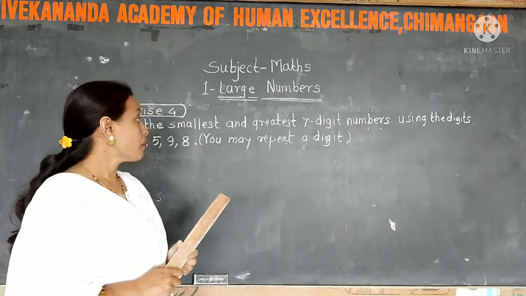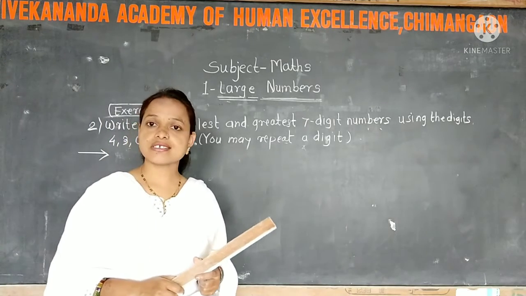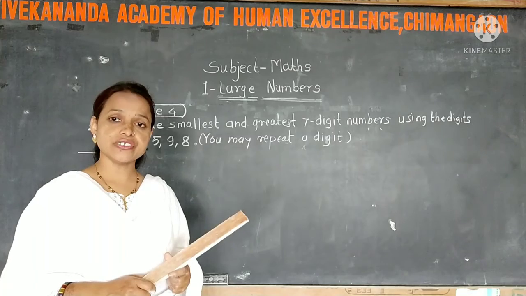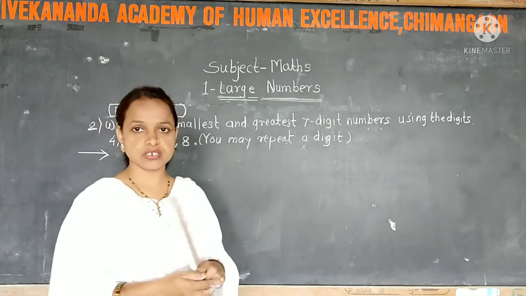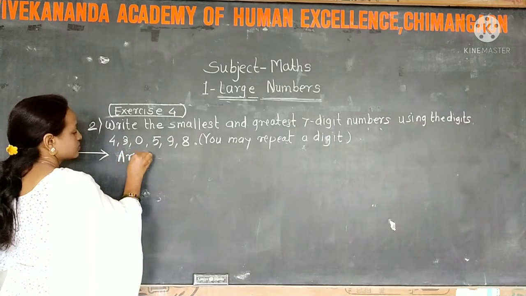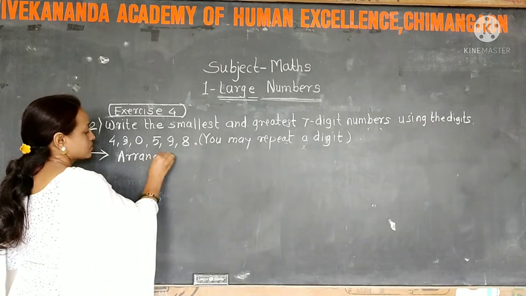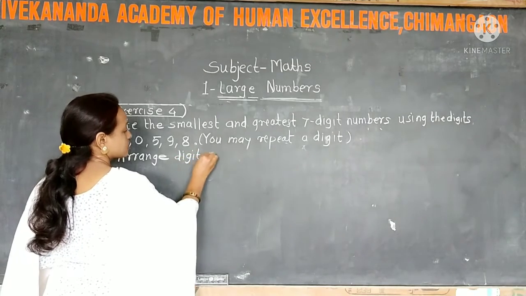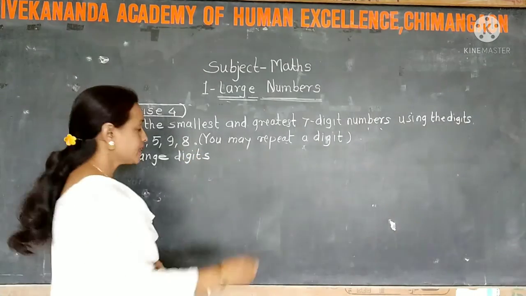So to make a greatest 7-digit number, we have to arrange the given digits in descending order. So we arrange the given digits in descending order.